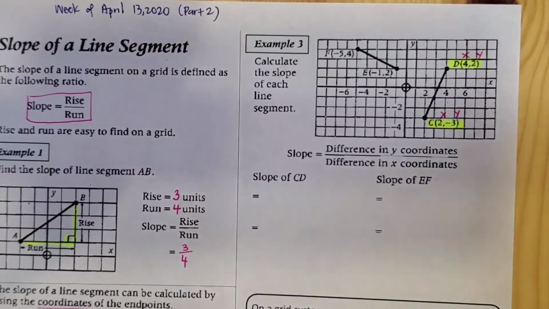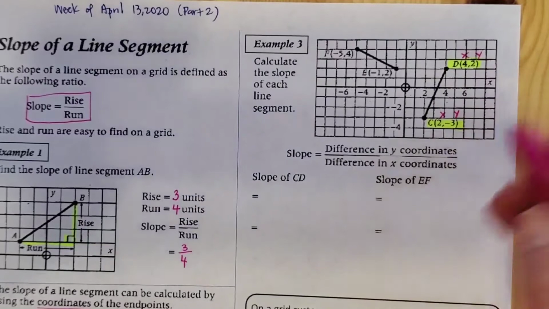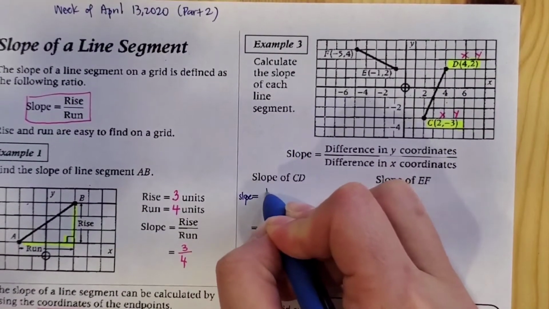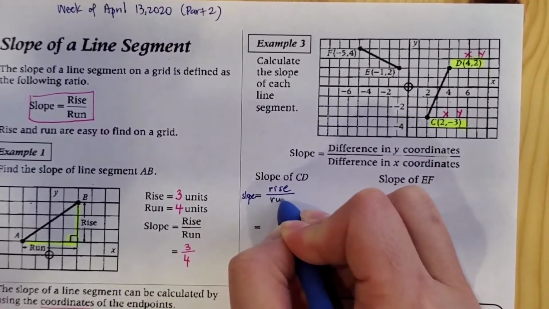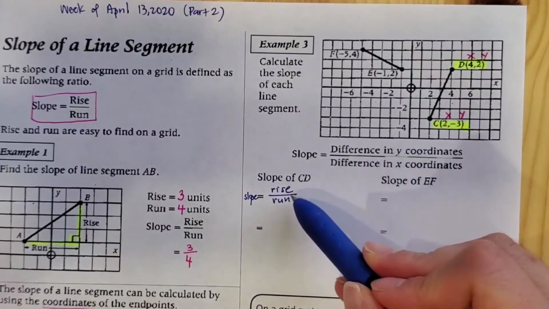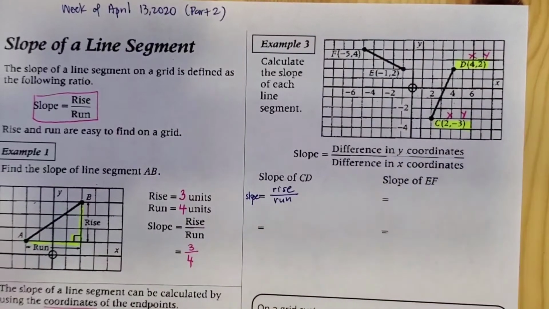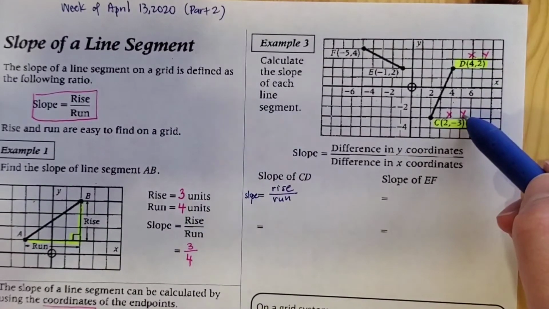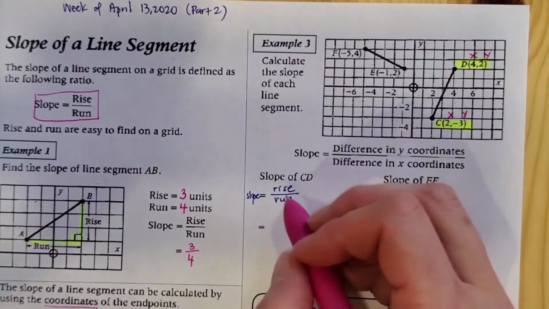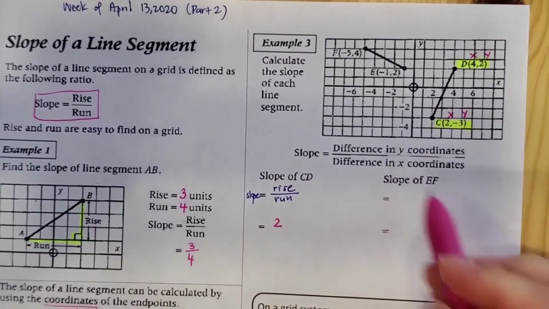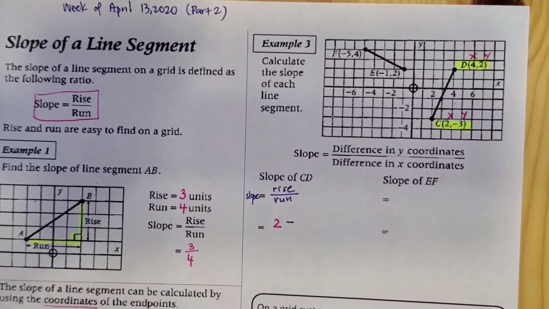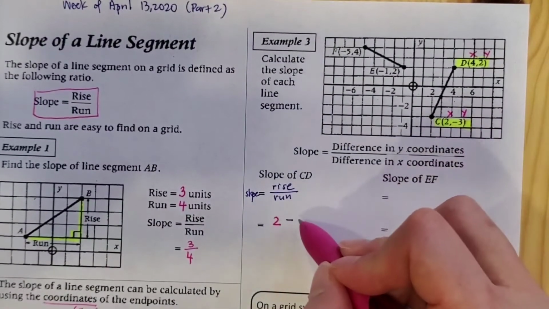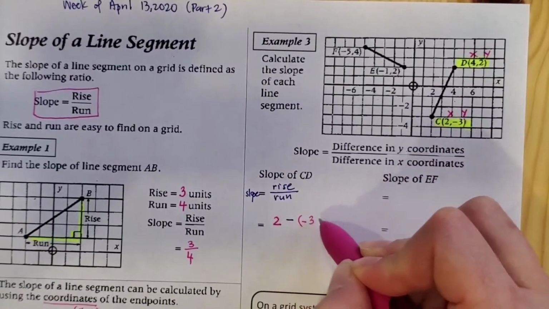Okay, so again, I'm going to do rise over run. So this is slope is rise over run. So we're going to take the difference in y coordinates, okay? And we're going to take the difference in the x coordinates. So the y coordinates are at the top. So it's 2 minus 3, okay? So when I write that, I'm going to write 2 minus, common mistake is to just put 3, but this is actually negative 3. So it's 2 minus negative 3.